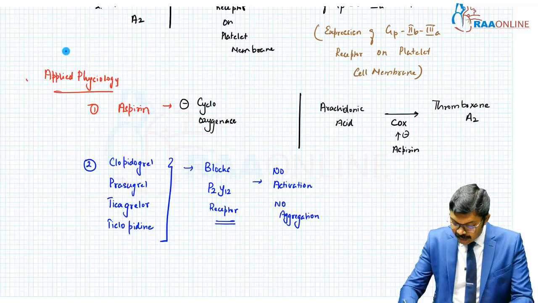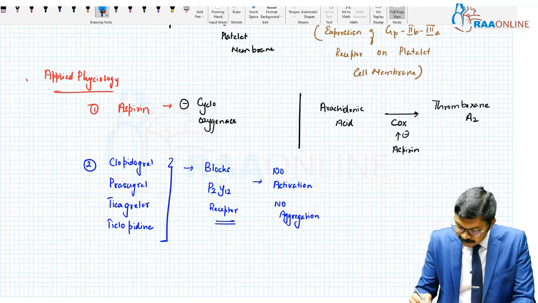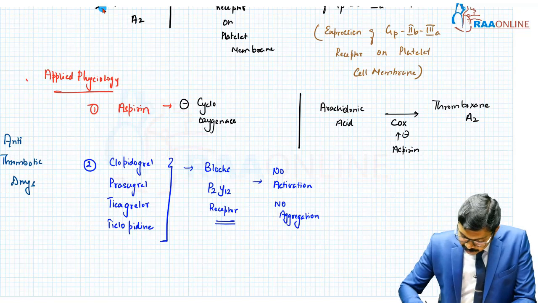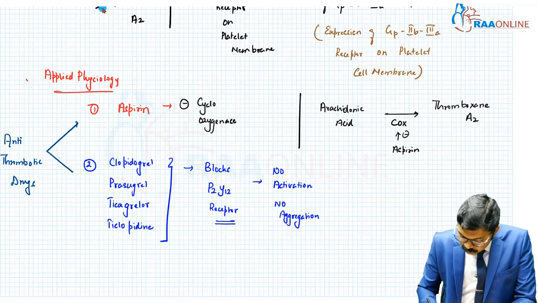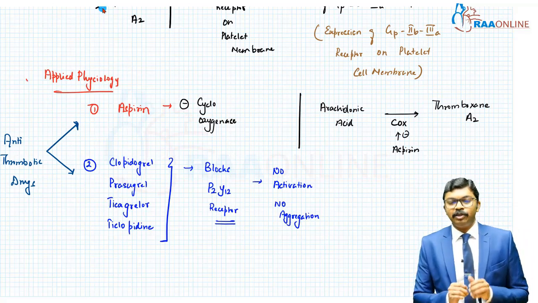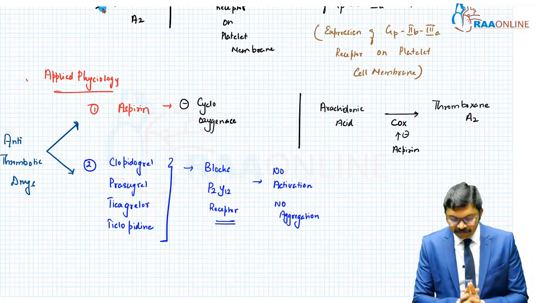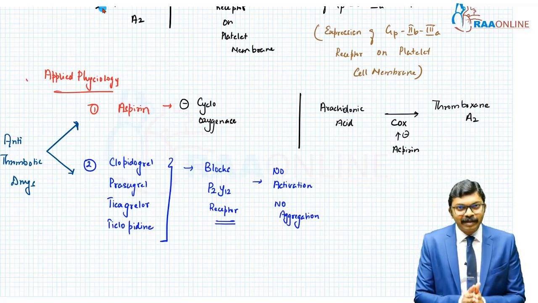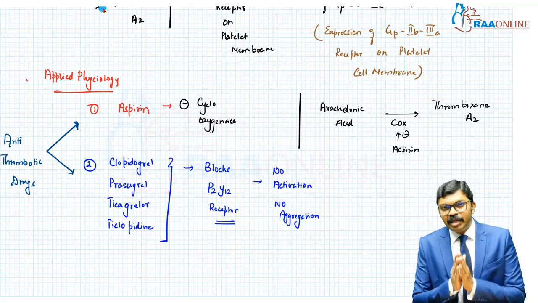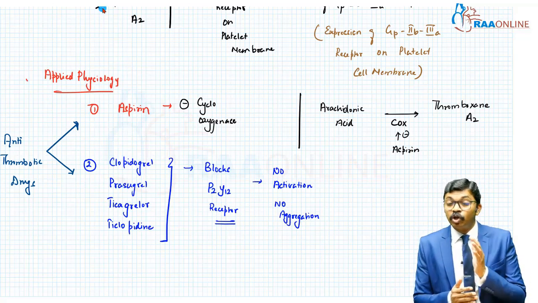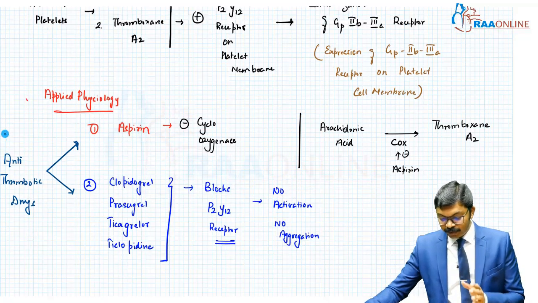So collectively, aspirin, clopidogrel, prasugrel, ticagrelor, ticlopidine, all these drugs are called antithrombotic drugs. Antithrombotic drugs, guys. And please do not call these anticoagulants. That's a very wrong way of calling antithrombotic drugs. You should never use the word anticoagulant when it comes to aspirin, clopidogrel, prasugrel, ticagrelor and ticlopidine. Please remember they do not interfere with the clotting mechanism, they interfere with thrombus formation. That's a very important point.